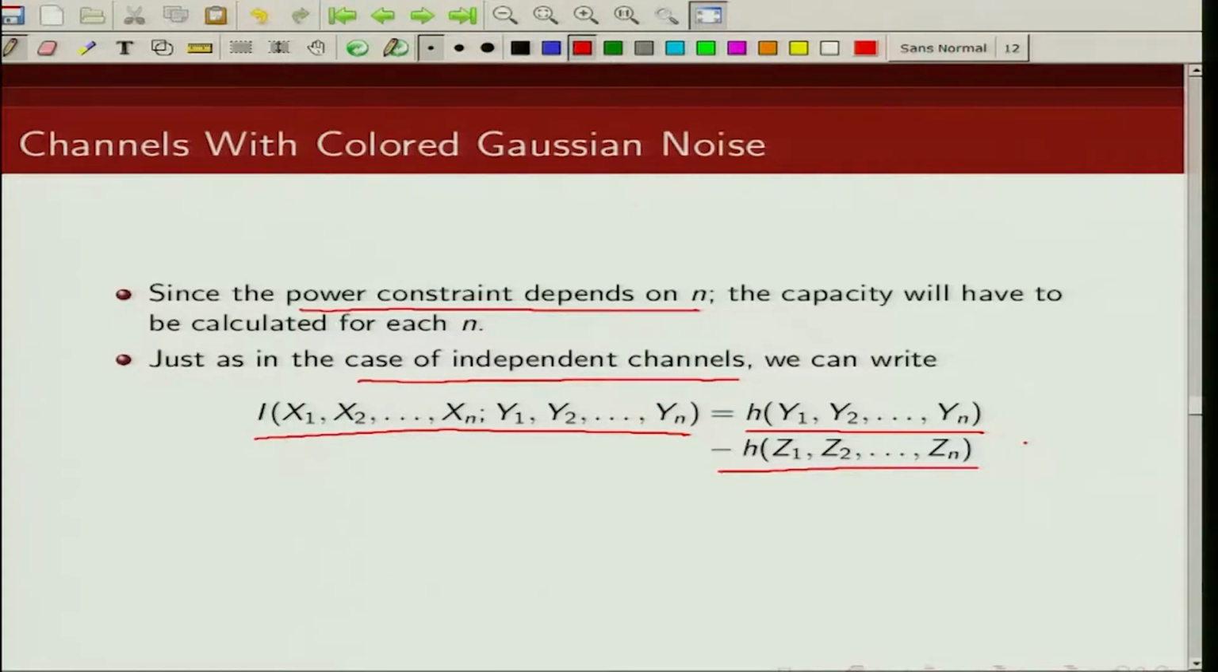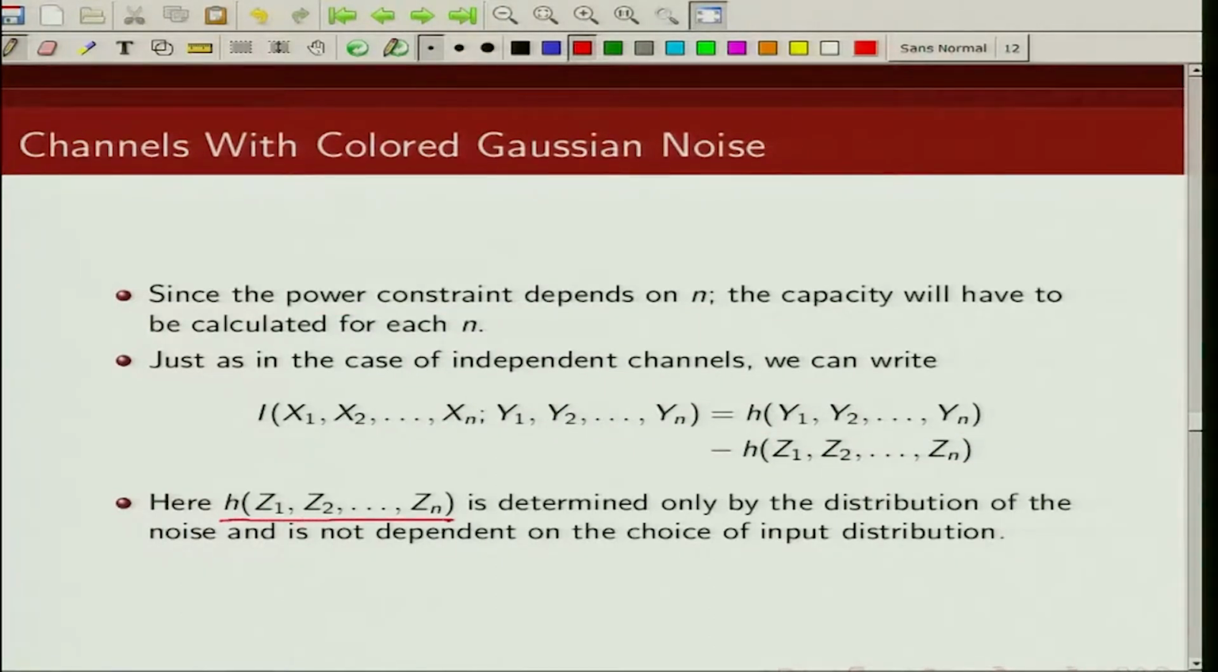And since input xi's are independent of zi, we can write that differential entropy of y1, y2, y3, yn given x1, x2, x3, xn as differential entropy of z1, z2, z3, zn. However, there is one difference from what we had earlier. Since earlier the noise was independent, we could just write this as summation of differential entropy of zi, which we cannot do because now we have colored noise.